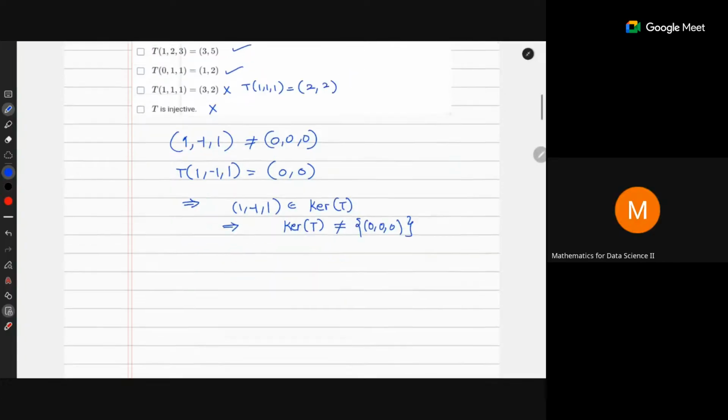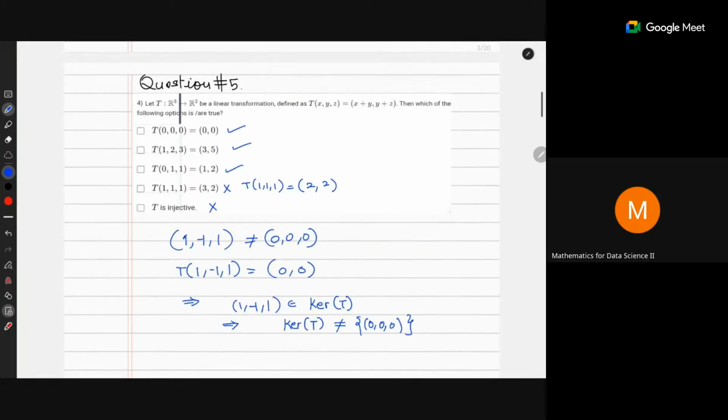Just equate it to 0. So x plus y plus z has to be 0. Let's solve this. It is now a linear system of equations. There are two coordinates and three variables. From here you can take values.